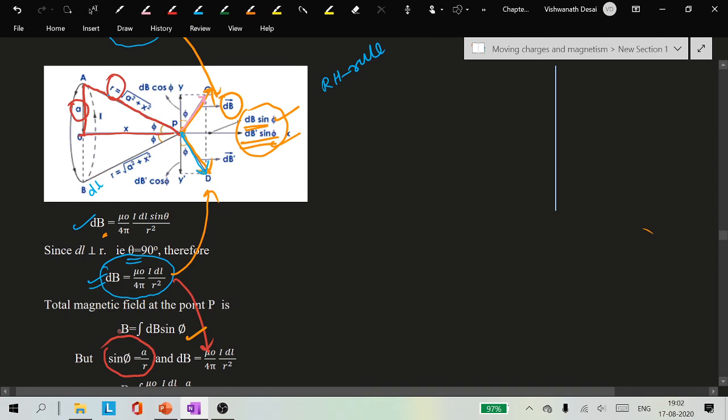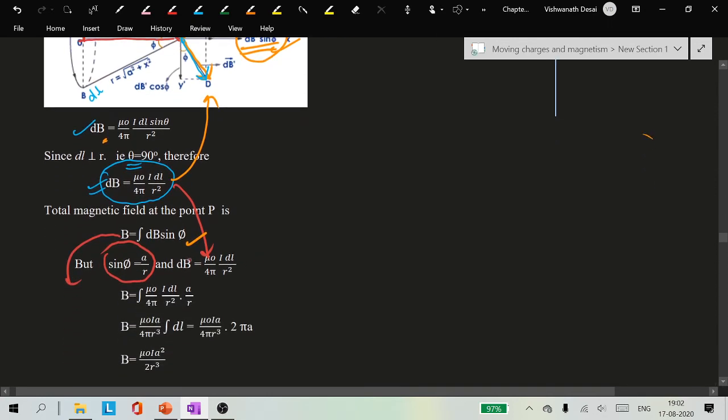Now take this particular equation and substitute these two values into it. So what will you get? dB is equal to mu naught divided by 4 pi I dl divided by r square, and sin phi is a divided by r. In this equation, take the common terms. Except dl, all are constants. You take them out of the integration sign. So you will get this equation.